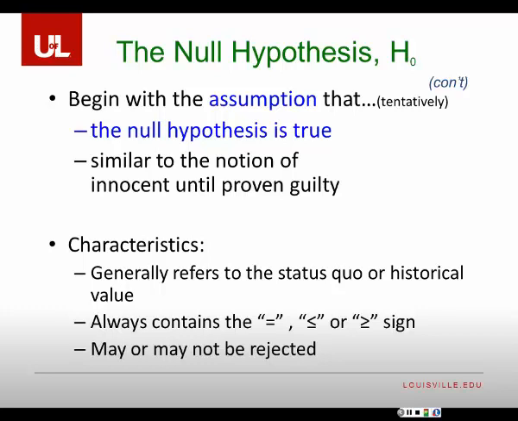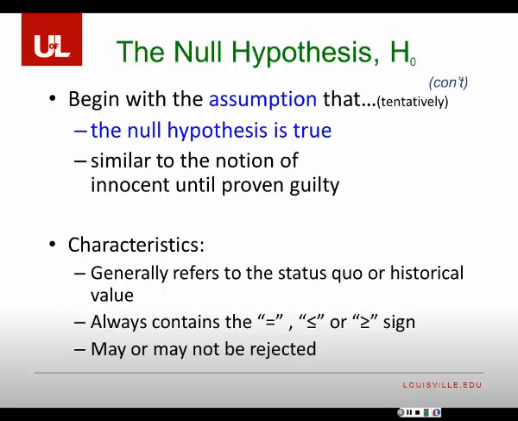In the same way, we're going to proceed. We're going to say, here's our claim, our null hypothesis. Is there enough evidence to reject the null hypothesis? If there's not, then all we can say is that there's not enough evidence, right? For what we have, the claim seems to be true. Some characteristics, generally refers to the status quo or historical value. We're always going to contain things like equal to, less than, or greater than sign, and may or may not reject in those cases.